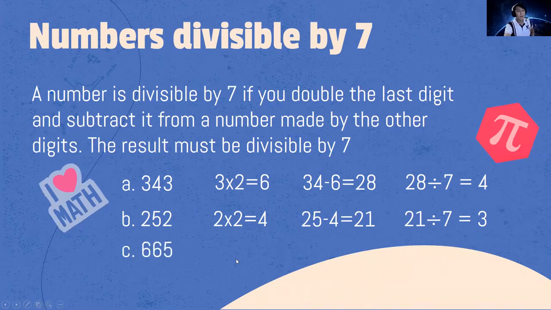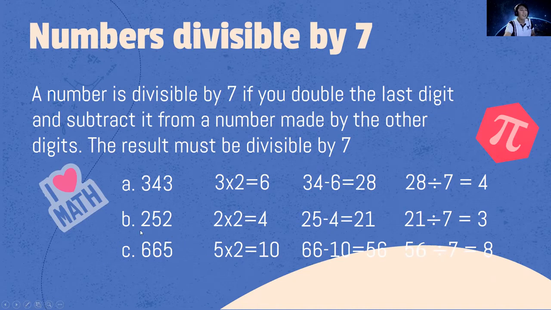Another example, 665. We will get twice the last digit, which is 5. 5 times 2 is 10. Then we will subtract 10 from the remaining digits. That is 66 minus 10, that is 56. Then 56 divided by 7 is 8. Therefore, 665 is divisible by 7.